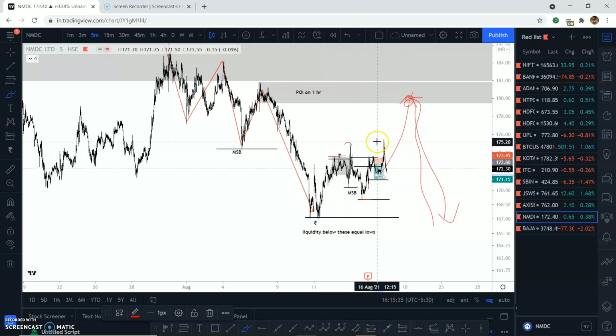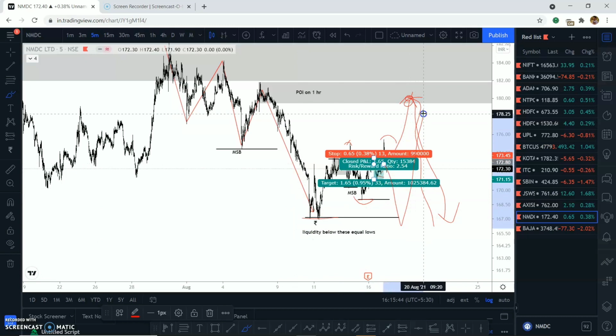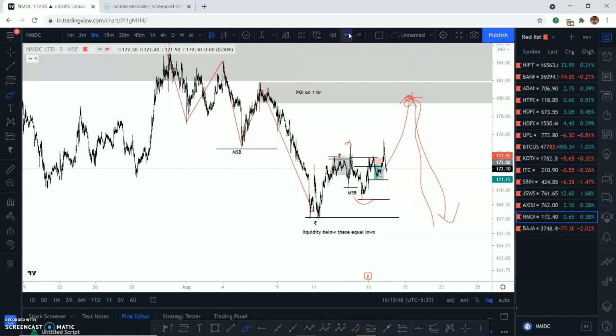This is what liquidity engineering is, right? This is where the stop losses are being kept. We have stop losses below this low, so you don't really know if the price will touch this and then come here. You don't exactly know, right?